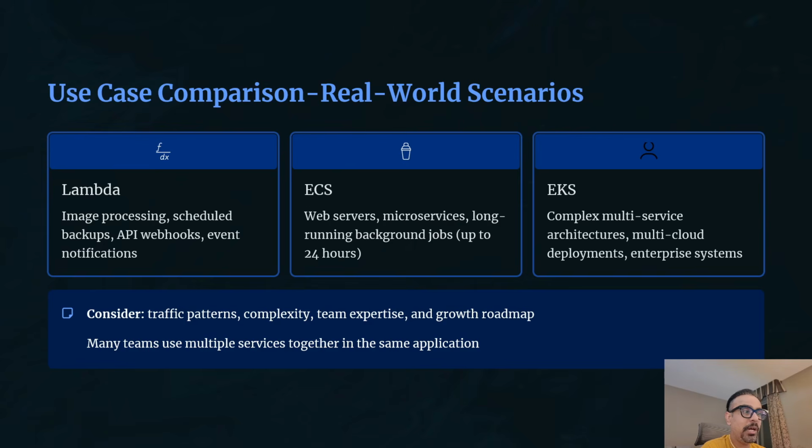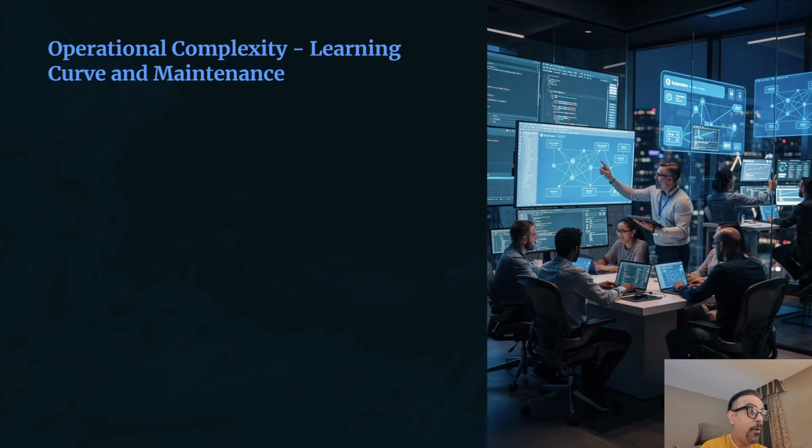In reality, many large applications use all three of the cloud while they are using Kubernetes. So AWS Lambda handles event processing, as we discussed. ECS runs the web server, and maybe EKS runs the complex analytical engine for you. So they are complementary tools. Operational complexity is often underestimated, but we are not going to underestimate it.